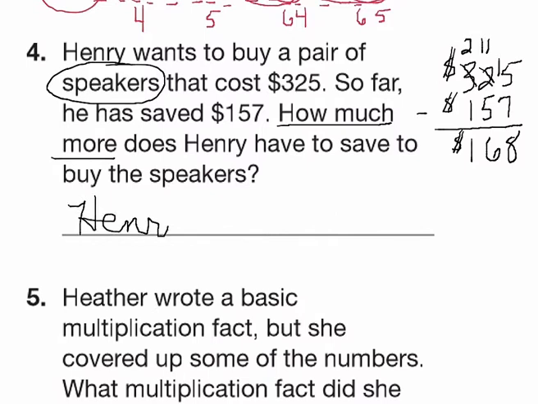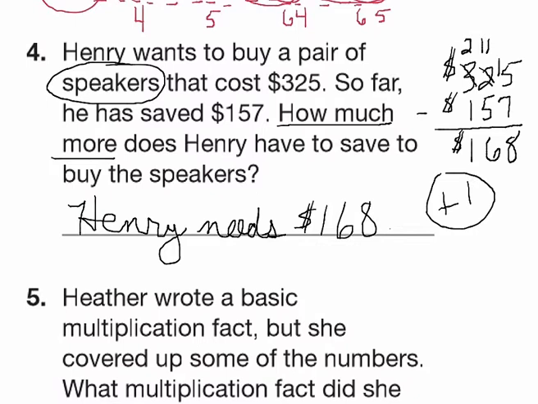Henry needs $168. Done. Give yourself a +1 if you did that as well. All right, let's go down to our final problem.